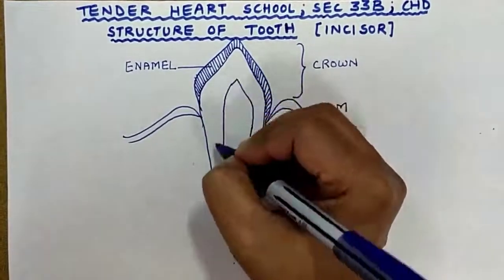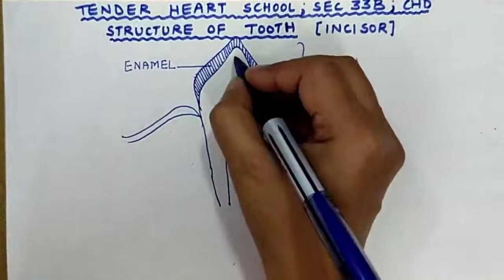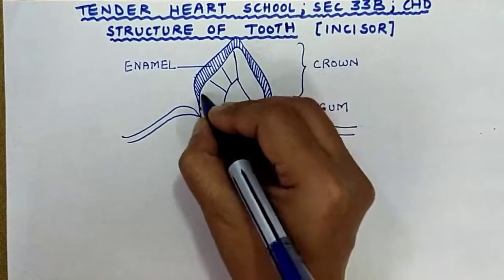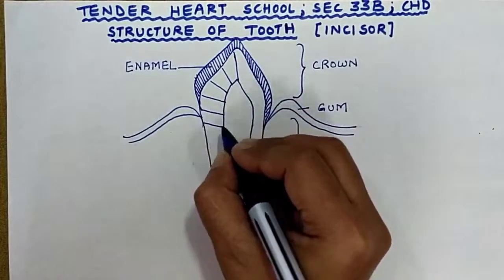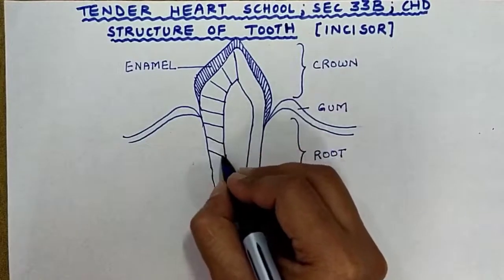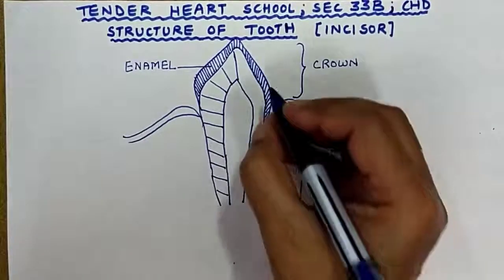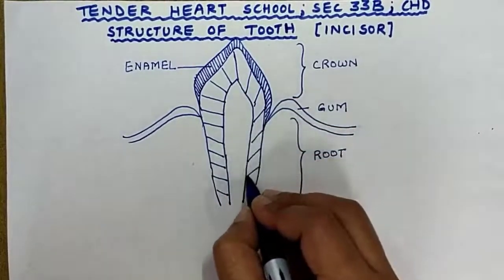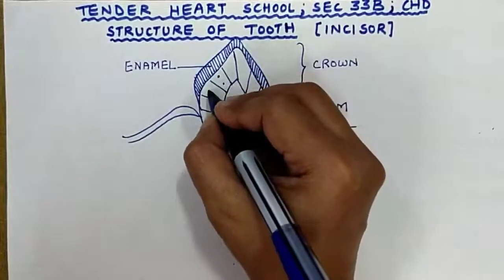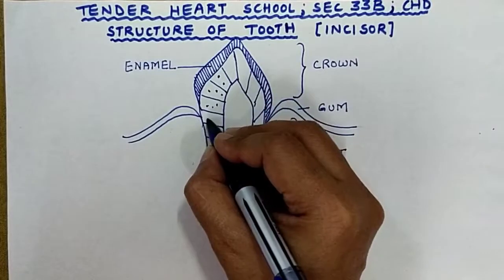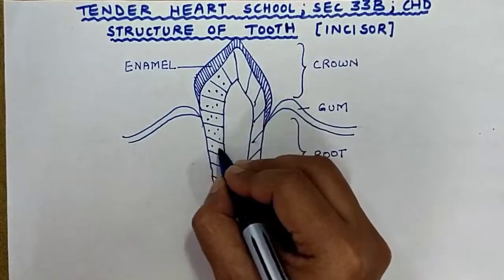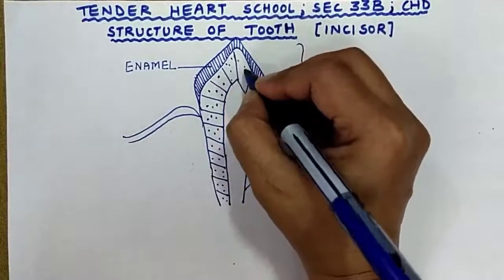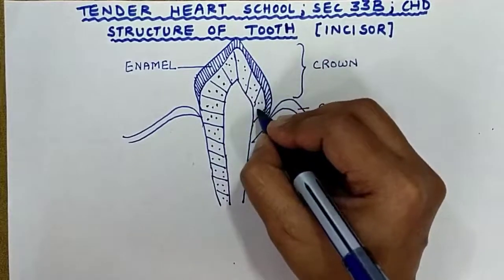Now below the enamel, this part which is forming the bulk of the tooth, right? So we can show it like this. This part of the tooth which is below the enamel and is forming the bulk of the tooth is called the dentine. So this region is the dentine. Got it? Dentine is below the enamel and it is basically forming the bulk of the tooth.